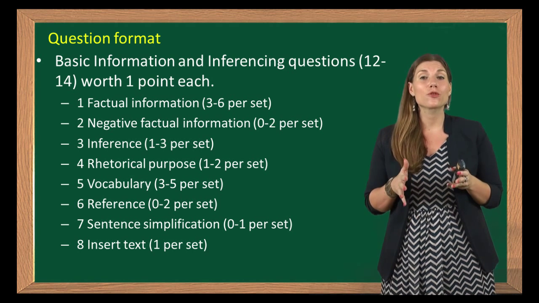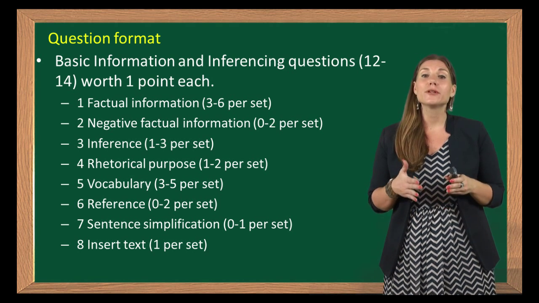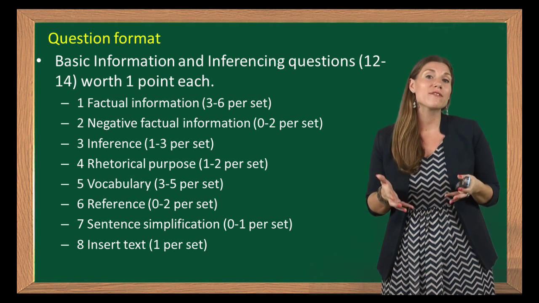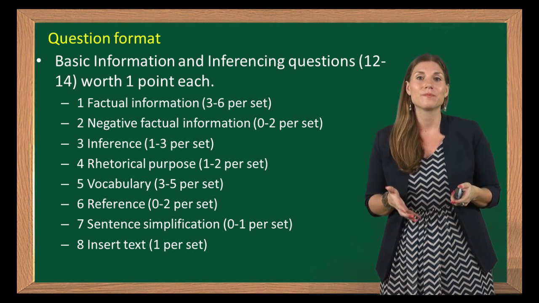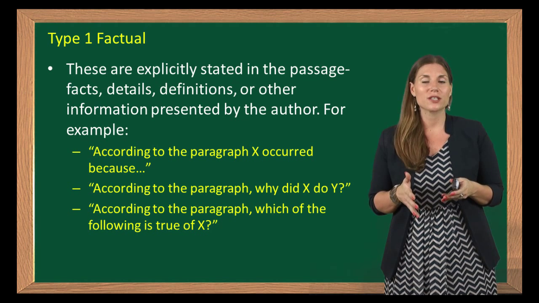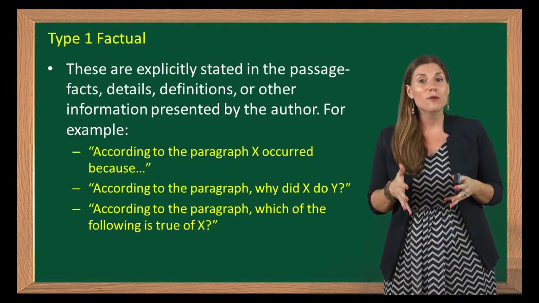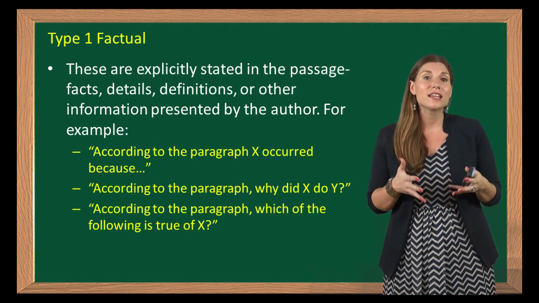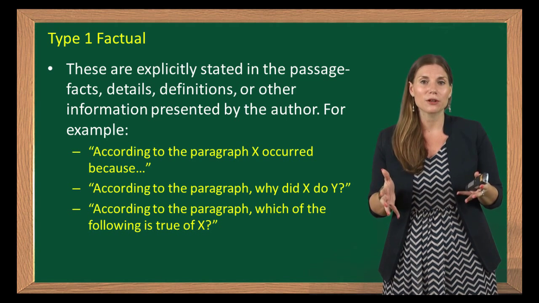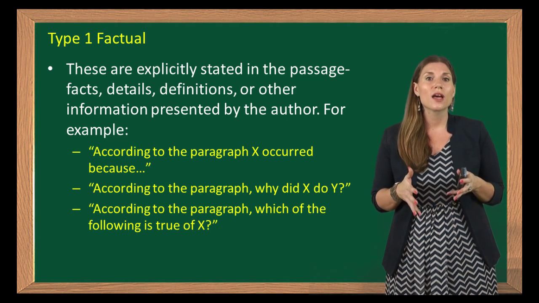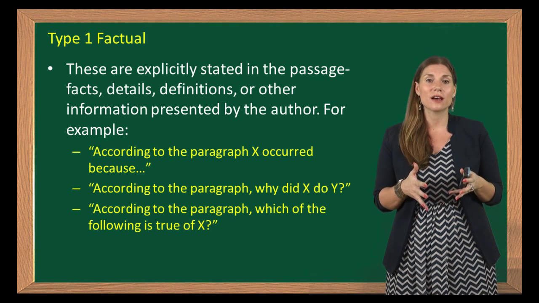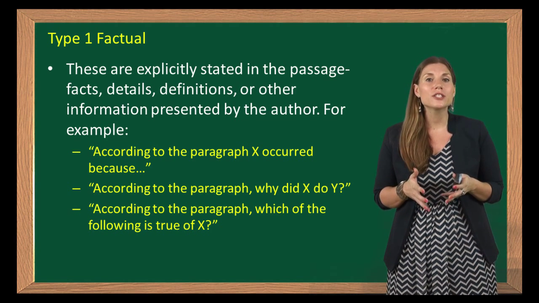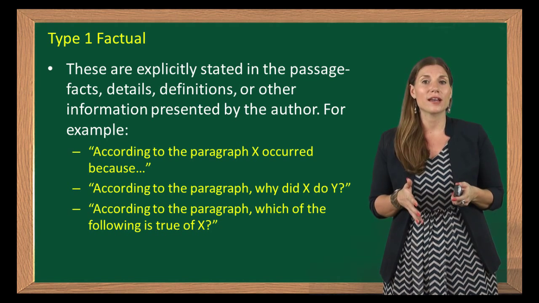So now that you've seen the answer format, let's take a closer look at the questions. There are 8 types for the reading section of the TOEFL iBT exam, but don't worry, we will go through each one because understanding the questions is half the battle for success in the TOEFL exam. First, you have factual questions, and these are very easy because the information will be explicitly stated in the passage. So it could be a fact, a detail, or a definition, or something similar. Here are some example questions. According to the paragraph, X occurred because. According to the paragraph, why did X do Y? According to the paragraph, which of the following is true of X?